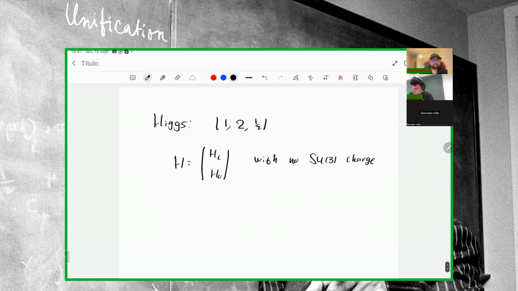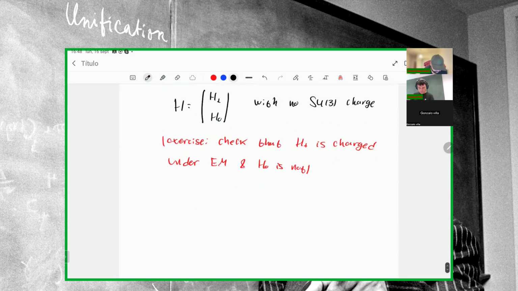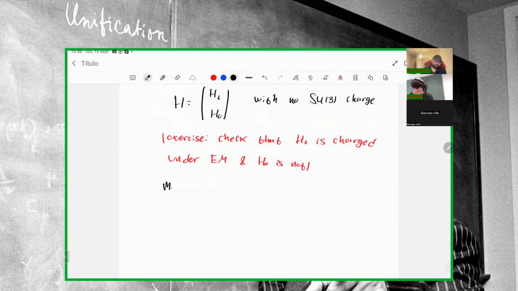And it is a useful exercise to check that H plus is charged under electromagnetism and H0 is not. By the way, the mass of the Higgs is around, I'm talking by memory, but I think it's 125 giga electron volts. So it's much higher than the QCD, than lambda QCD.